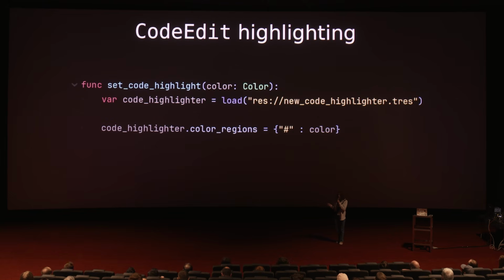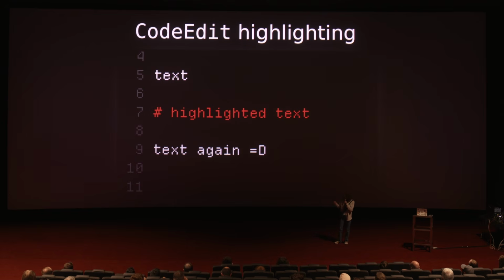And write a bit of basic code that takes the resource from the file path and sets the property on it to a dictionary of like a string and the color. So say, for example, if I took a hash, then this would be any line beginning with a hash would turn to this color. But there are like loads of features that work like this with the code edit. It's very useful. And you can even use it to create your own like IDE within a Godot project.